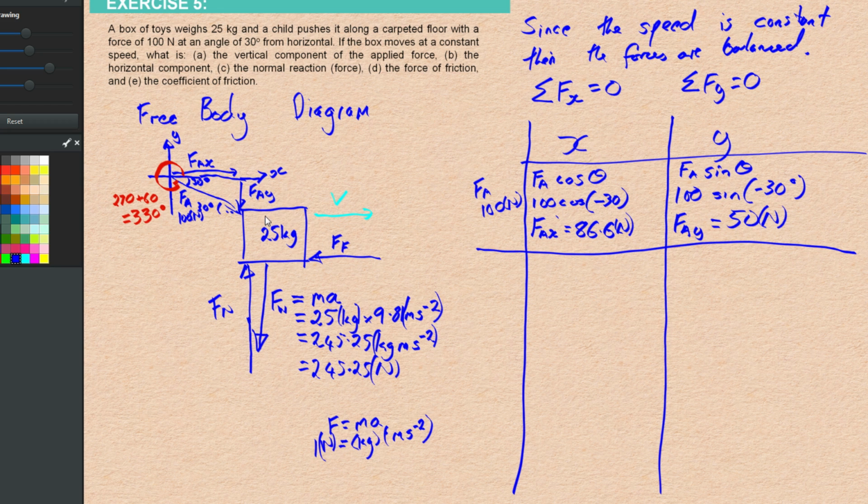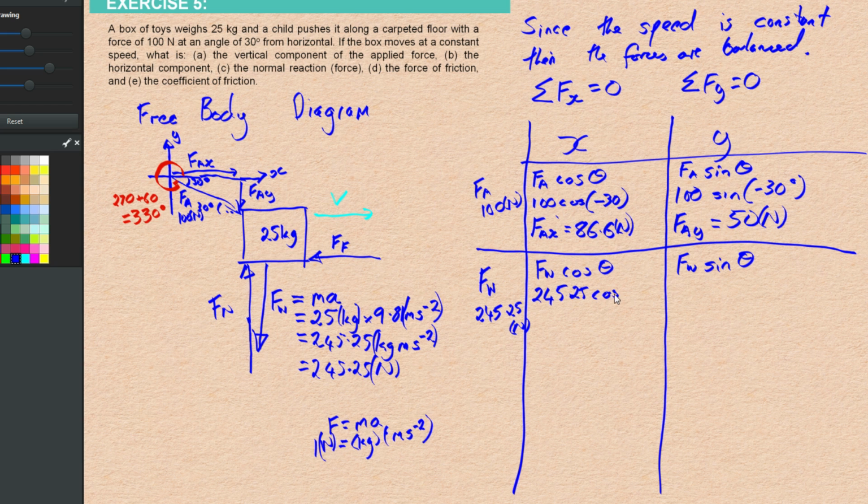Our next force we might look at, we'll do the friction force last because I don't think we know what it is yet. We'll do our weight force. Fw is 245.25 newtons. Let's fit that in there. Fw cos theta and Fw sine theta. Same size.